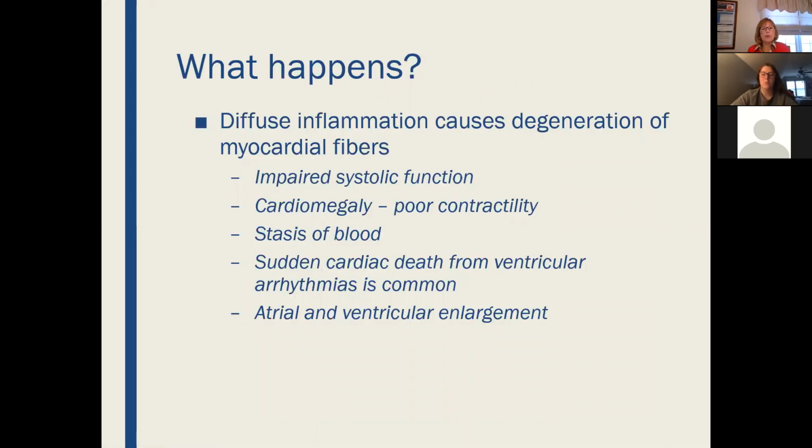Okay, so what happens with dilated? This is diffuse inflammation that causes degeneration of those muscle fibers. So it impairs the systolic function because there's such poor contractility. It has expanded, but it can't come back equal to the way it's expanded. So it's pumping, but it's not doing enough to move blood forward. You have stasis of blood in a dilated cardiomyopathy. The sudden cardiac death comes from these ventricular arrhythmias.